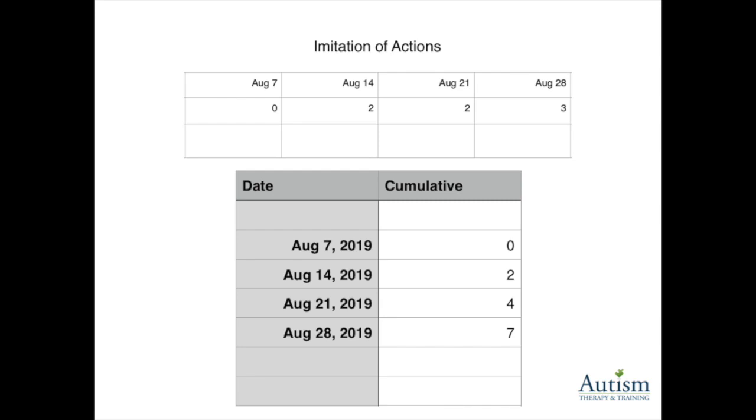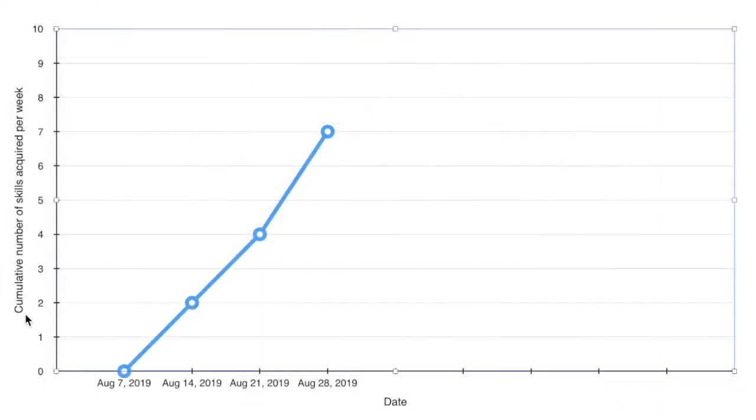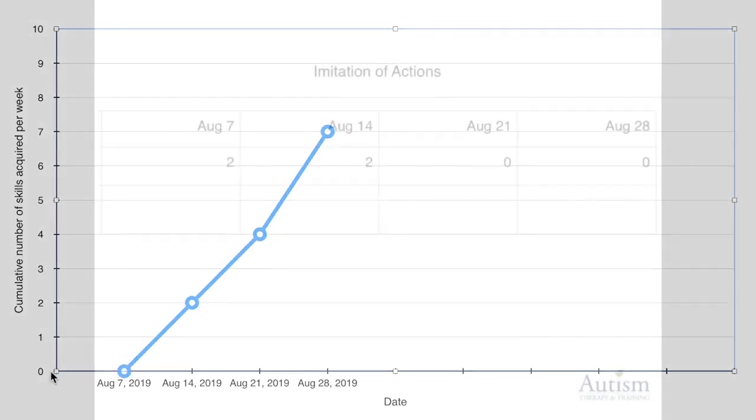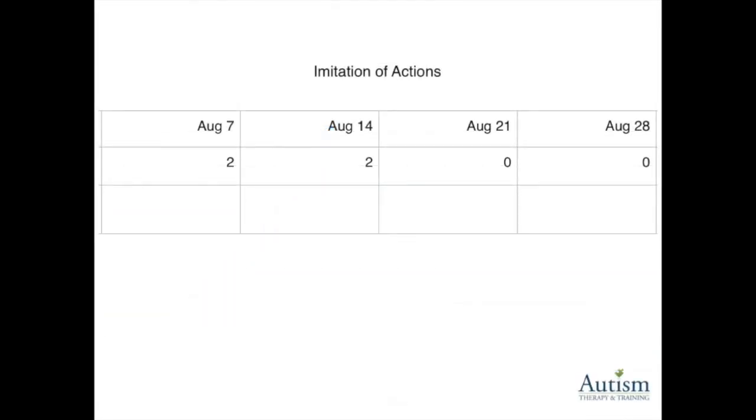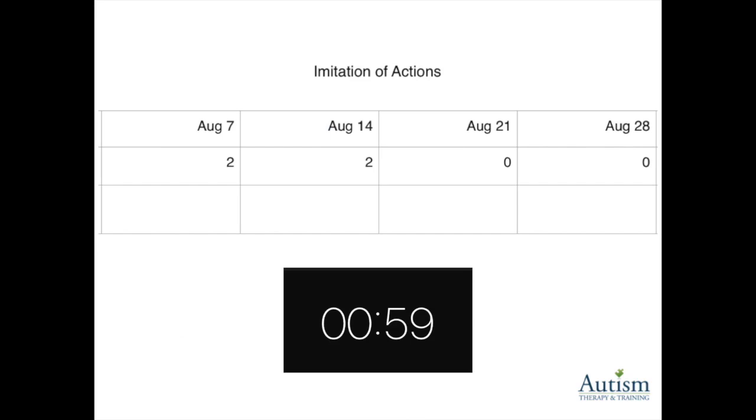What does your graph look like? If it looks like this, you did it. First, notice the y-axis label. Then your y-axis scale could go by 1s or 2s, up to 10 or 20, depending on the program. Here are a few more for you to practice. Good luck.